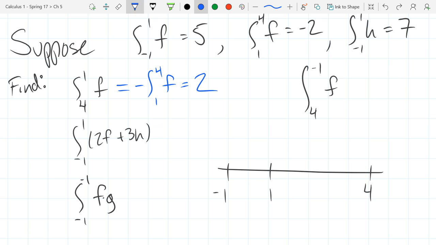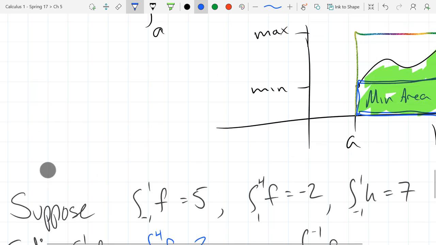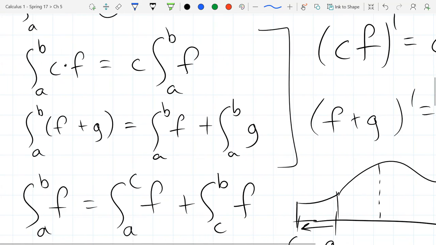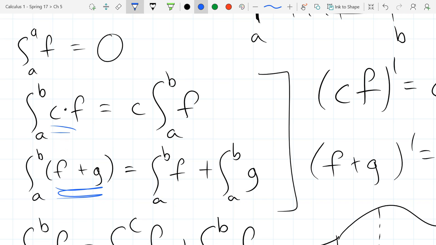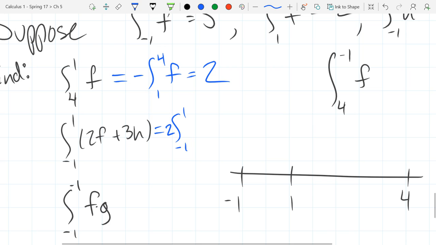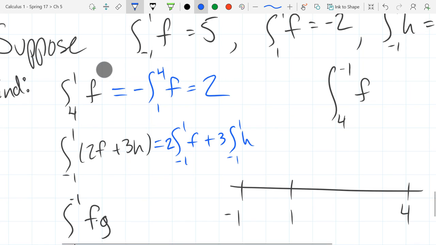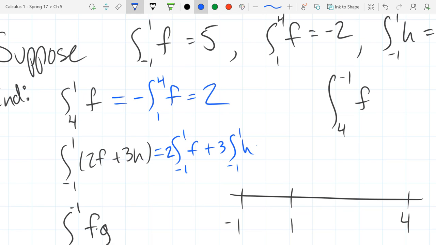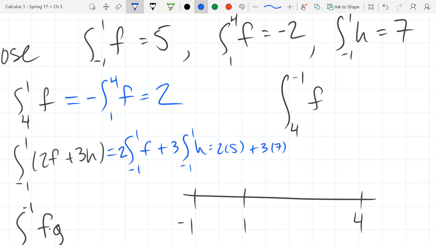All right, second one, we're going to use the sum rule. So if I go up to here, we're using the f plus g rule right here. At the same time, we can use the constant multiple rule on each part. So we're basically going to apply both rules at the same time. So we got 2 times the integral negative 1 to 1 of f plus 3 times the integral negative 1 to 1 of h. And we have these values. 5 is the f value. 2 times 5 plus 3 times our h, which is 7. So we got 10 plus 21, which is 31.